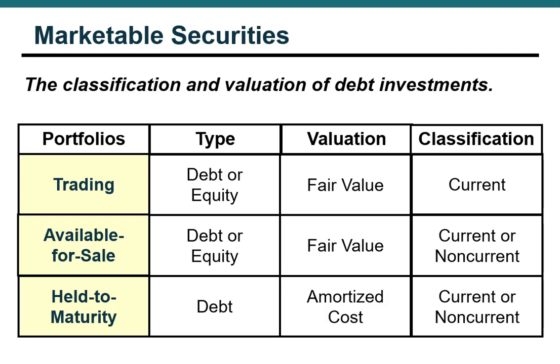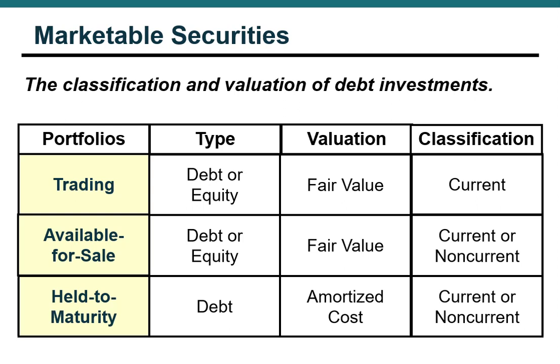Then finally, we have hold to maturity. And the hold to maturity securities can only be debt securities, not common stock, because equity doesn't have a maturity. So only debt can be held until it's matured. And again, we have to have both the positive ability and intent to hold them to maturity. And if we do, we will account for them at their amortized cost. In other words, historical cost plus or minus any amortized premiums or discounts. And the classification, again, could be current or non-current, depending on how soon or how long till they mature.